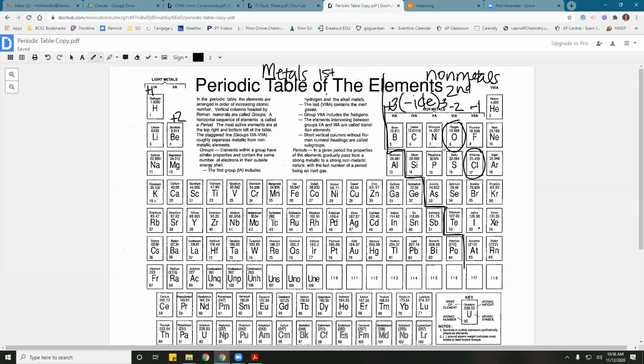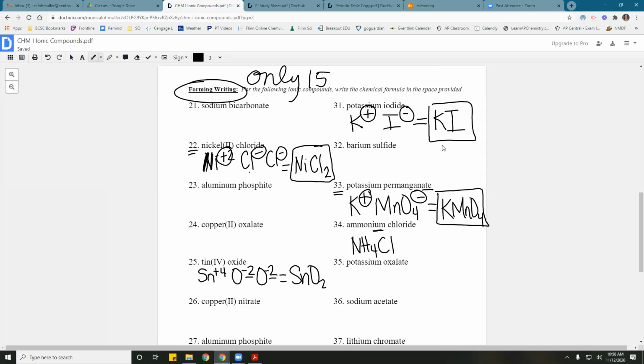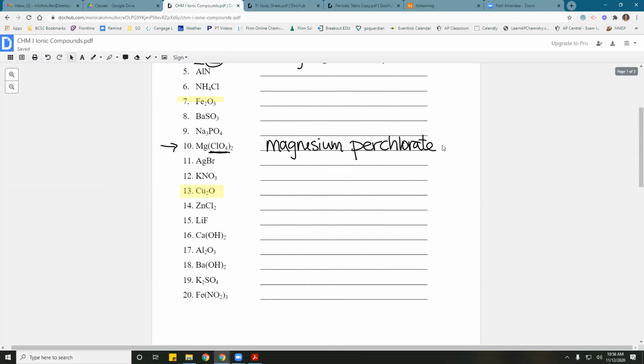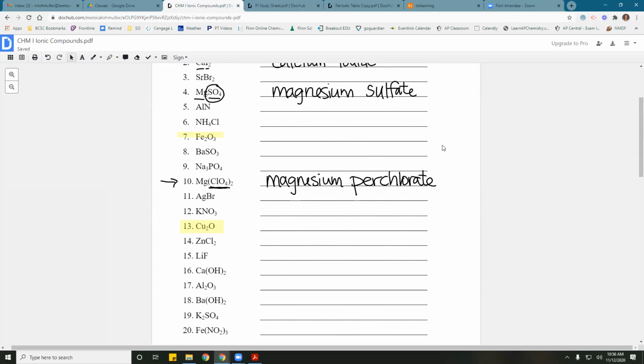Now this doesn't work with number 25, but it does work with number 22. So going back to the naming, remember I said that 7 and 13 are going to have a Roman numeral in their name. Let's just do number 7. Fe stands for iron, and I'm going to put my parentheses because I'm going to have a Roman numeral, but I don't know what it is yet. So I'm just going to leave it for now.